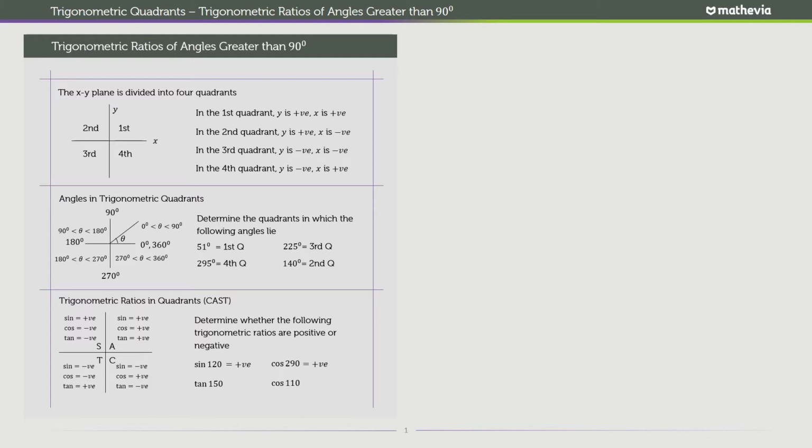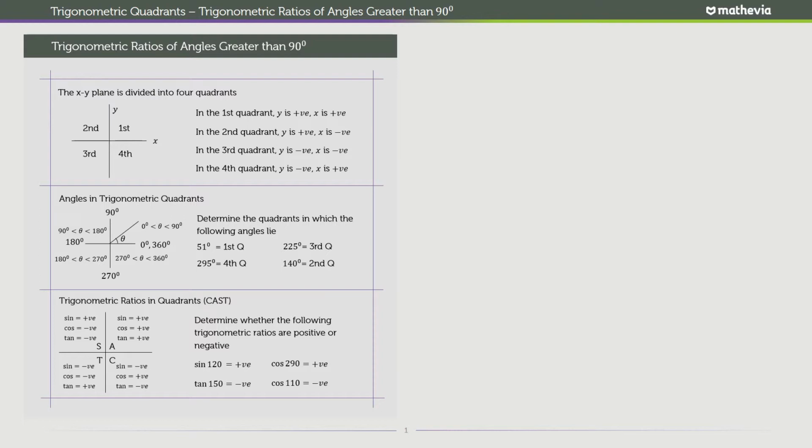What about tan 150? Tan 150 is in the second quadrant, and in this quadrant tan is not positive, tan is actually negative. So tan 150 is going to be negative. And then we have cosine of 110. Cosine of 110 is in our second quadrant, and in this quadrant, cosine is negative. So cosine of 110 is most definitely going to be negative.